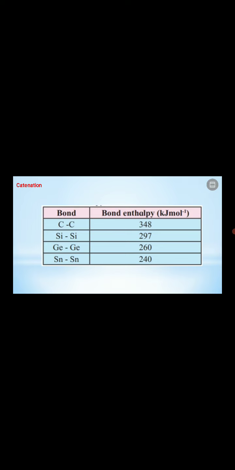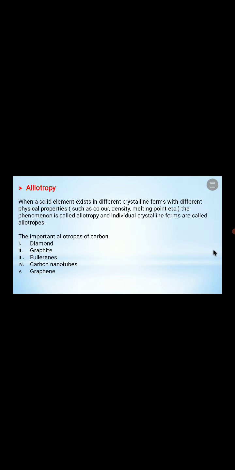Bond enthalpies: carbon-carbon single bond enthalpy 348, silicon-silicon single bond enthalpy 297, germanium-germanium single bond enthalpy 260, tin-tin single bond enthalpy 240. Students, after that we saw a new point, that is allotropy.